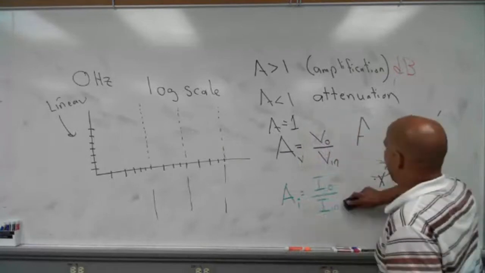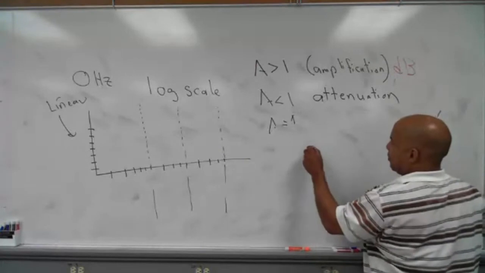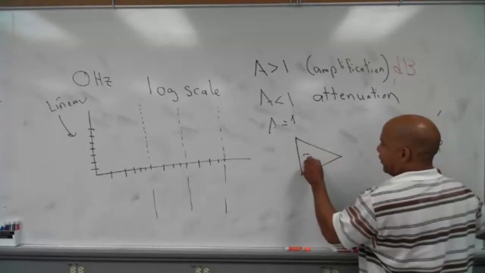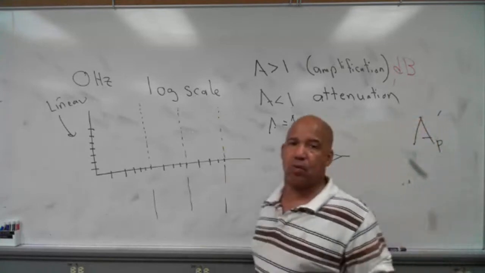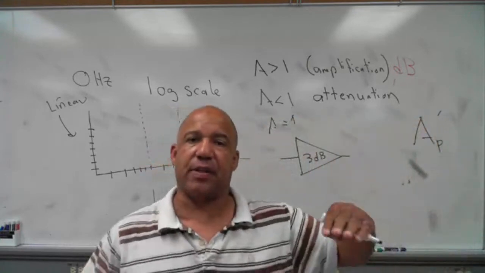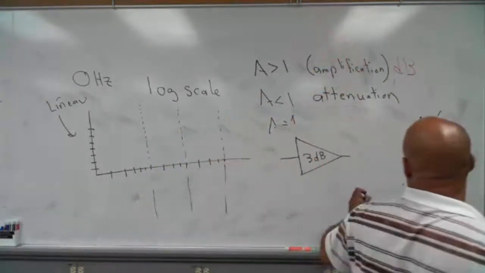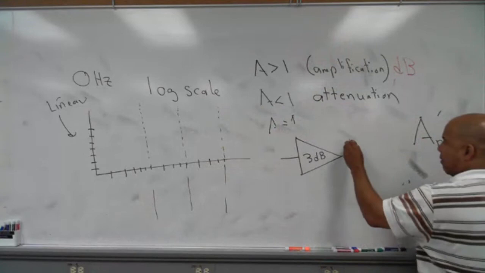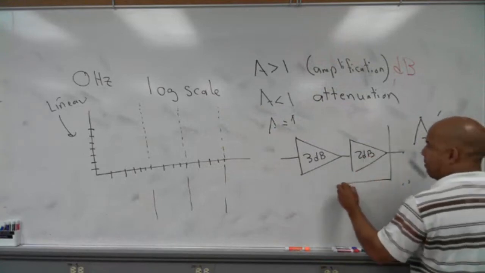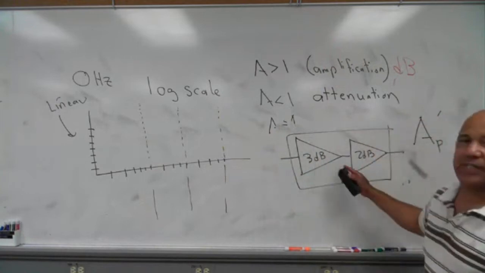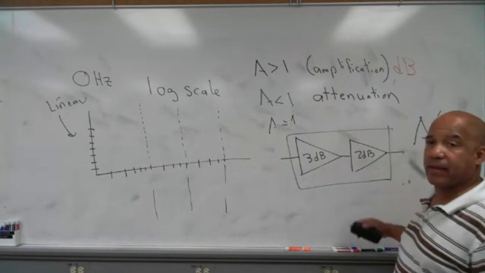Let's say that I had an amplifier with 3 dB gain. Now, what I can do with amplifiers, you'll learn when you take this, you can hook amplifiers to other amplifiers to get more amplification. So maybe I hook this to another amplifier, and it's 2 dB. I put that in one box, so I have a two-stage amplifier. This one is called the front end. This is called the back end.